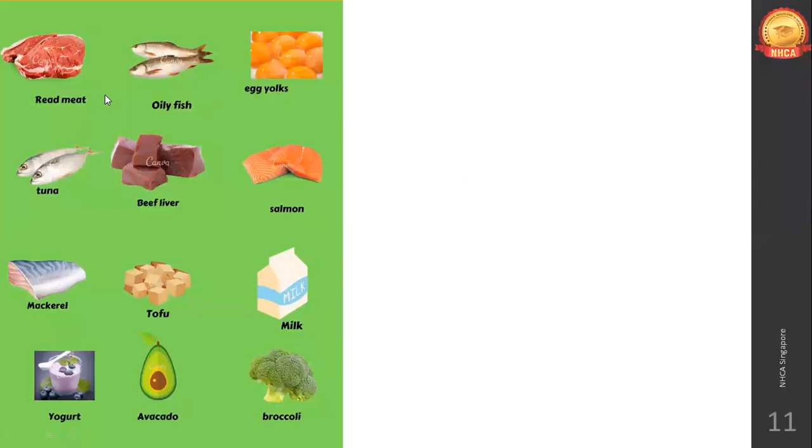So for good sources of vitamin D: red meat, oily fish, egg yolks, tuna fish, beef liver, or any liver like chicken liver or mutton liver, that will also do, because liver is a good storage organ of these fat soluble vitamins. Salmon, mackerel, tofu. Tofu is a vegan option. Milk, yogurts, avocado, broccoli. Broccoli will have ergocalciferol. Remember that. It's vitamin D2.